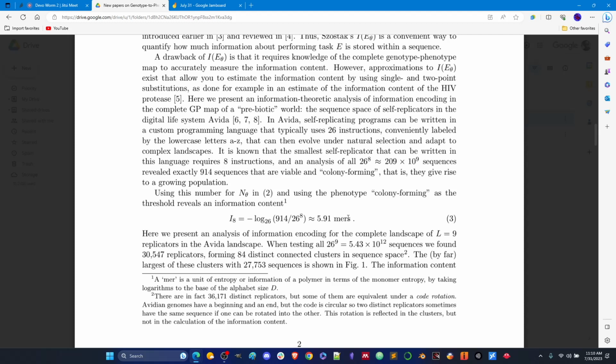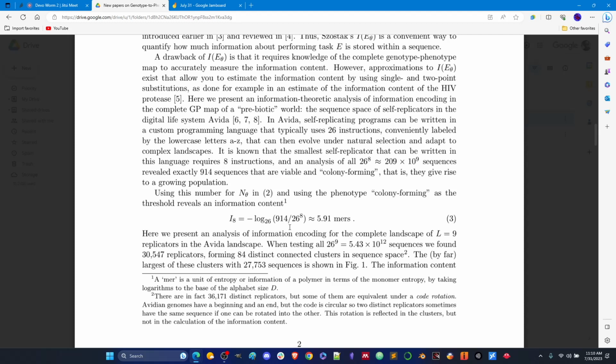So a mer is just like the number of characters. So basically, it's 5.91 characters for this information that has the information content of the phenotype. So basically, in Avida, it's a very easy way to do this.